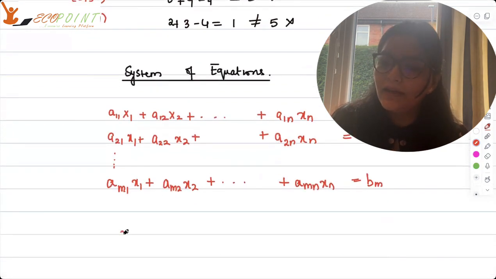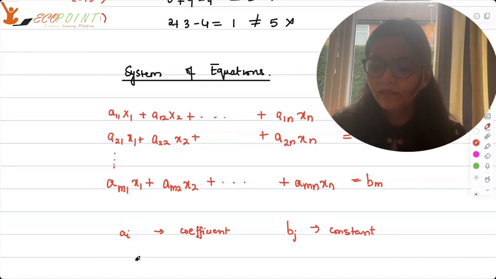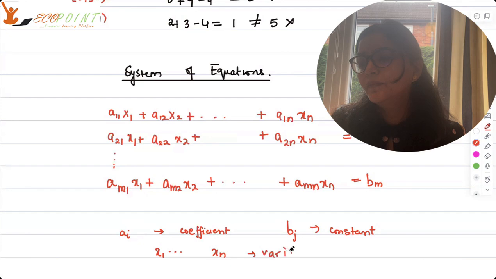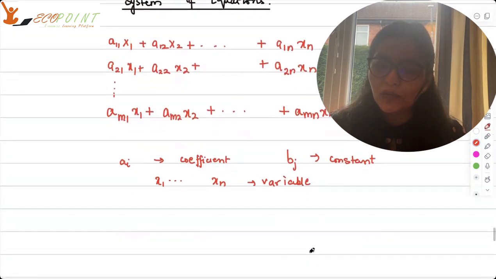Again, all the aij are coefficients. They are real numbers. All the bj are constants of the equations respectively. And your x1 to xn are the variables. This is a system of equations.